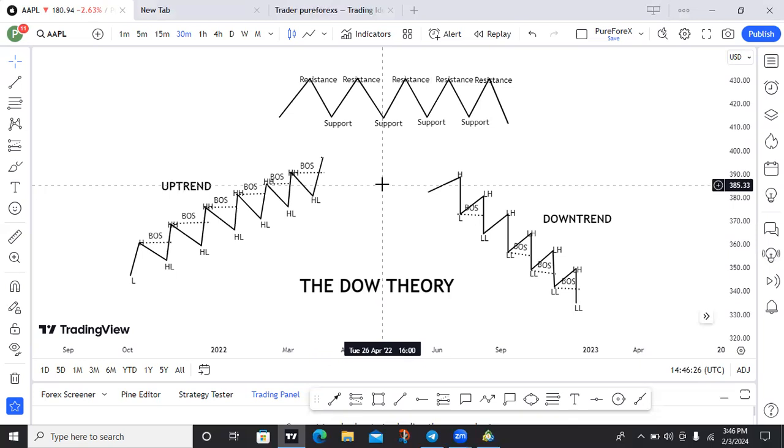Right? So whenever you see an uptrend, you should become a buyer. Whenever the market is giving you characteristics of an uptrend, then you become a buyer for that day.